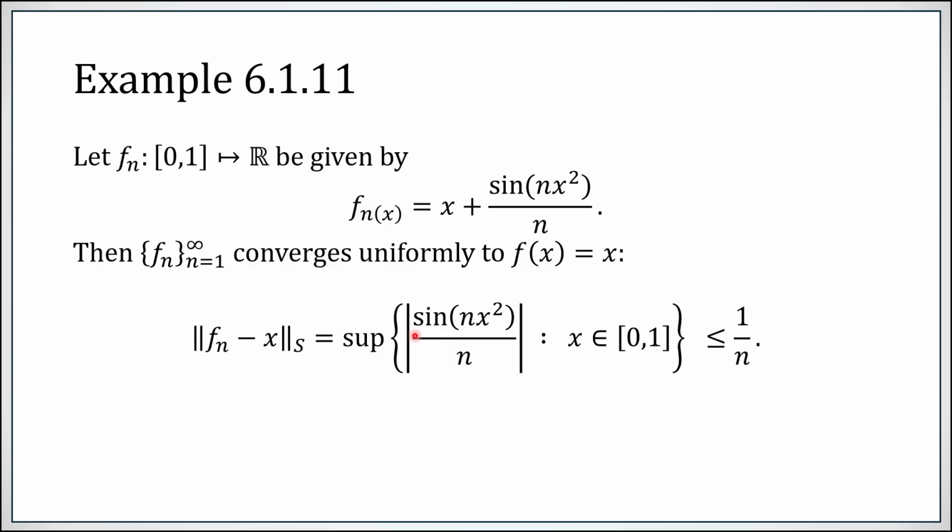The absolute value of that difference, in other words, the absolute value of sine of nx squared all divided by n, well, this numerator is the sine of something. In absolute value, it's no bigger than 1. So this supremum is definitely less than or equal to 1 over n, and I can certainly make that go to 0. So as n goes to infinity, the limit of these sup norms is 0, so by the previous proposition, we have uniform convergence.